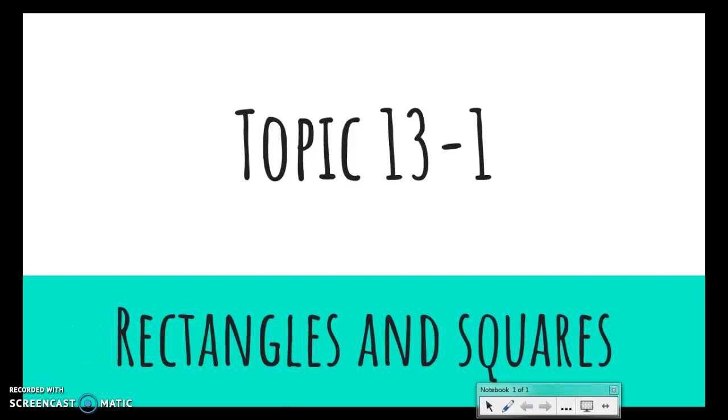Today we'll be discussing topic 13-1, which will be finding area, rectangles, and squares. Now, one thing that I get called on all the time is, why do we ever need to know this? Guys, area is really important. Here's one of the reasons why you need to know how to find area.